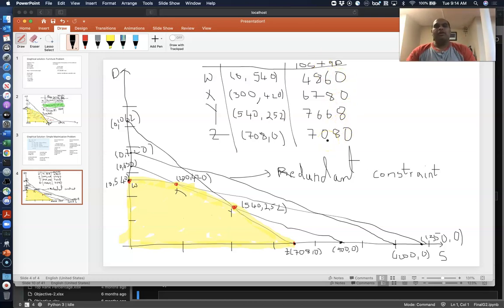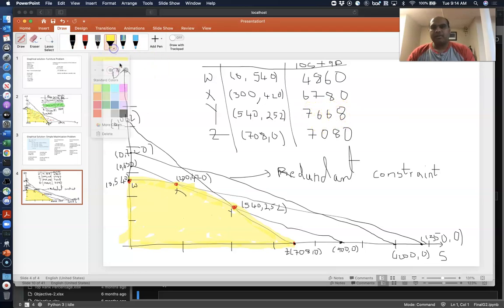If you don't make any regular bags and make only deluxe bags, you'll make a profit of 4,860. If you just make standard bags and no deluxe bags, you'll make a profit of 7,080. If you make 300 regular bags and 420 deluxe bags, you'll make a profit of 6,780. If you make 540 regular bags and 252 deluxe bags, you'll make a profit of 7,668. And this is clearly the highest profit.